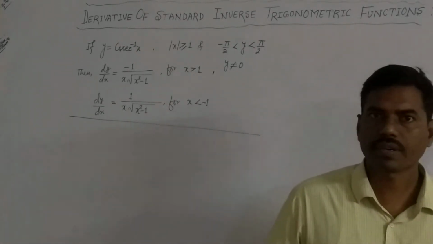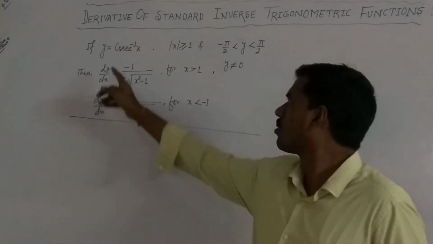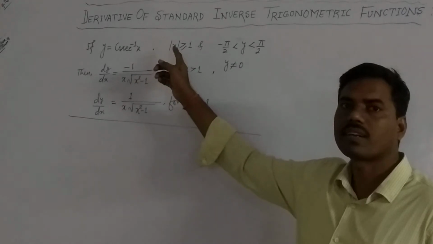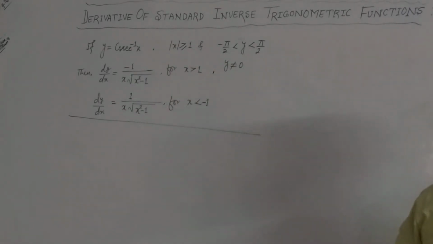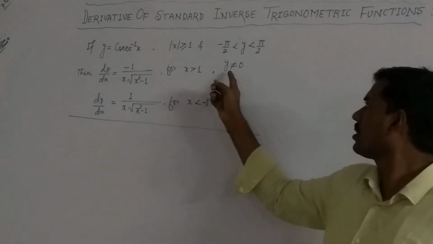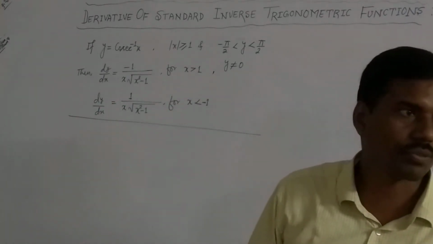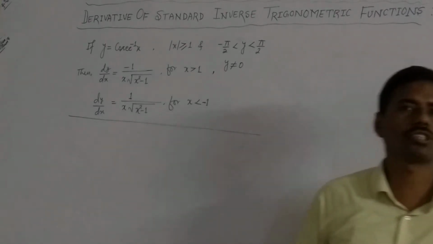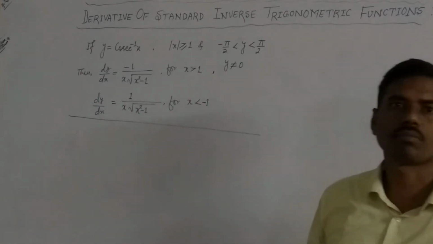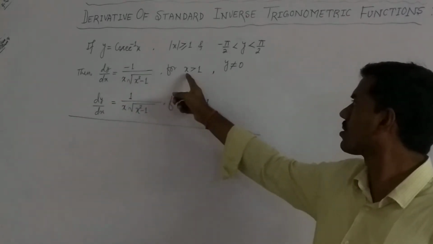Okay students, our next standard inverse trigonometric function is given as y equals cosec inverse of x, where mod of x is greater than or equal to 1, and the range of y is minus pi by 2 to plus pi by 2, and y should not equal 0. Then dy by dx, the first order derivative of y with respect to x, is minus 1 upon x under root of x square minus 1. This condition is fulfilled when x is greater than 1.